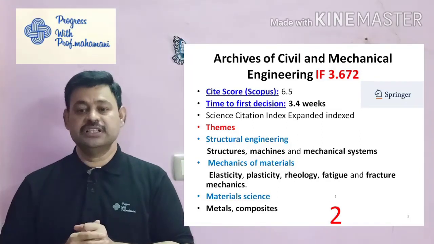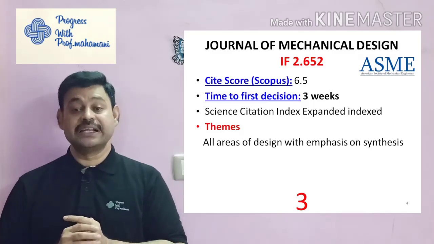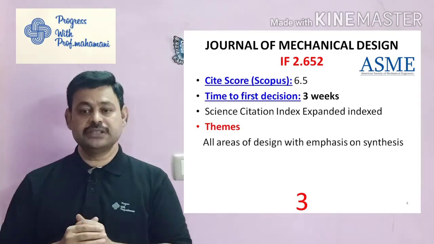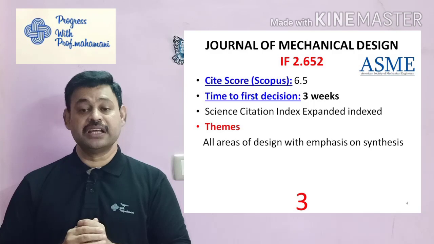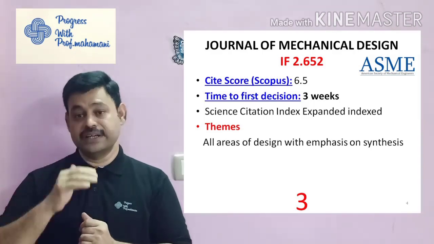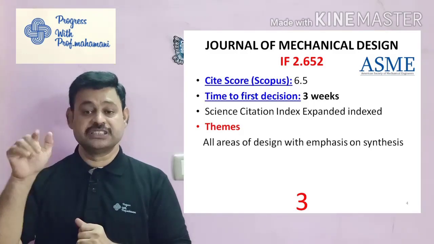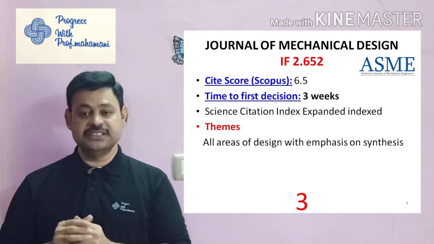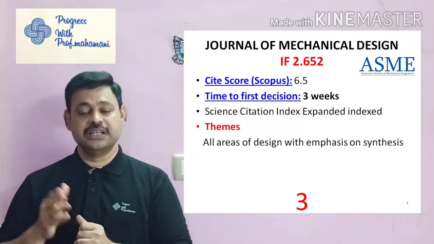Let us go to journal number 3 in our list, the Journal of Mechanical Design. The impact factor is 2.6. This is an ASME journal, American Society of Mechanical Engineers. This journal is also Scopus indexed, a CiteScore of 6.5 is given. Time to first decision is 3 weeks. This journal is also SCIE expanded index.